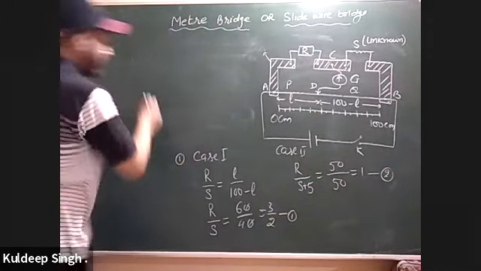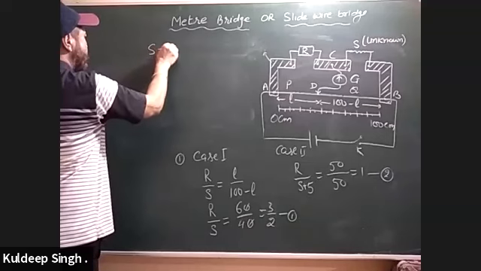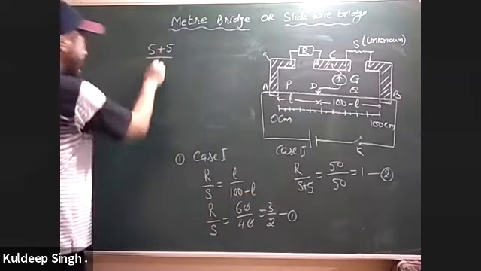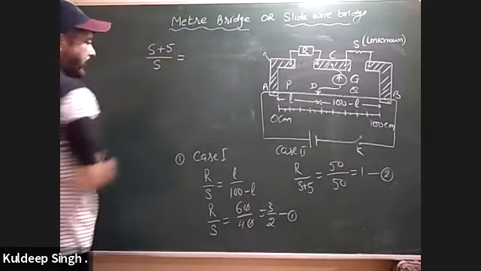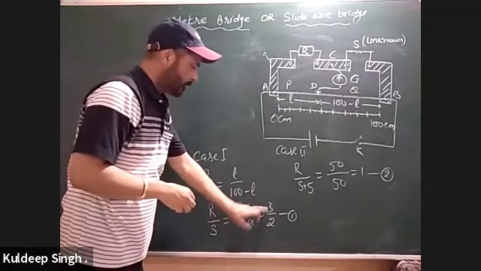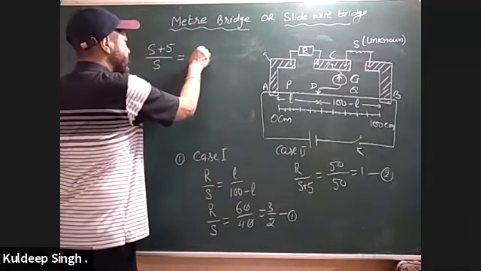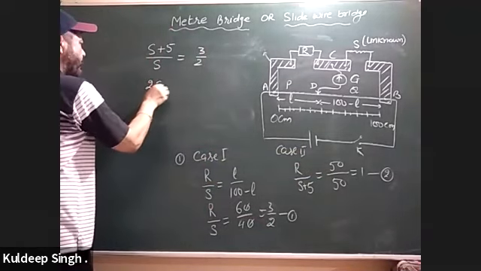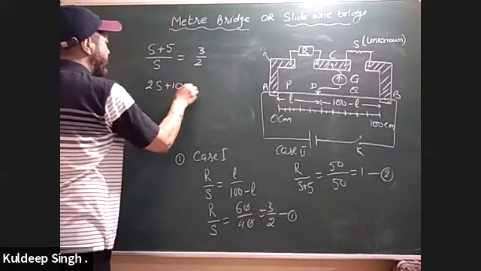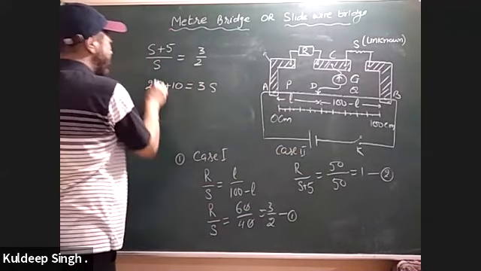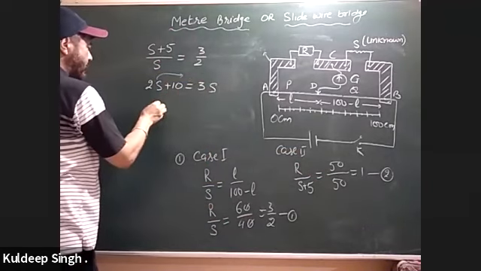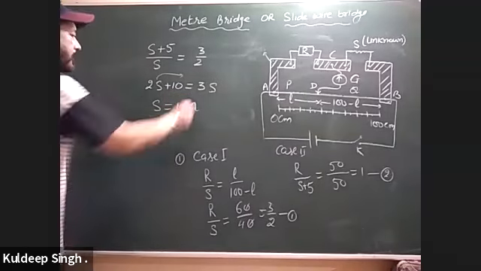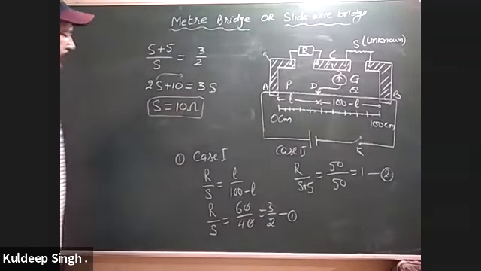When I divide, I will get S plus 5 upon S. So here R is cancelled. S plus 5 upon S, and it is equal to you are dividing this 3 by 2 by 1. This is equal to 3 by 2. So 2S plus 10 equal to 3S. When I take this 2S on the other side, I will get S equal to 10 ohm. So first answer, S is equal to 10.